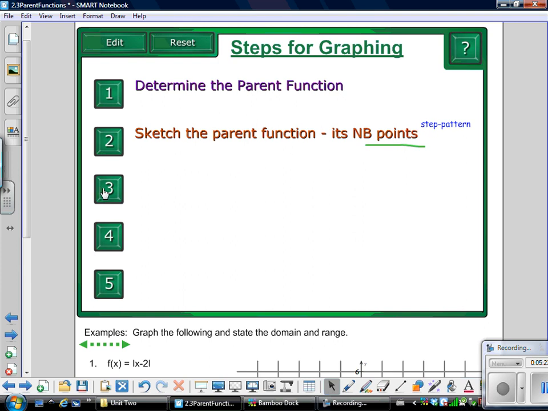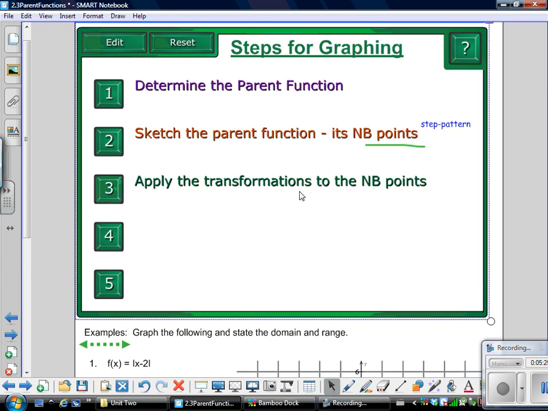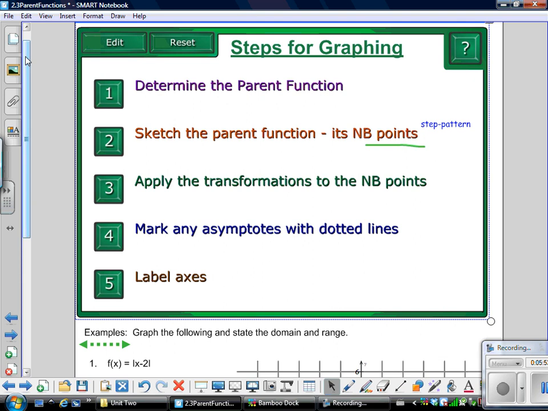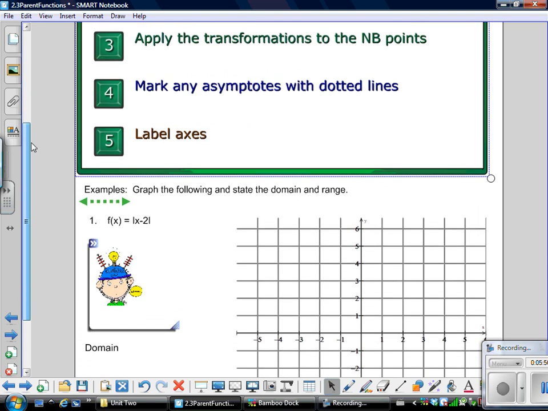Then what we do is apply the transformations to those important points, and it will also affect any asymptotes. If I'm moving stuff around, it's going to affect where the asymptotes are located, and remember I need to mark them with dotted lines. The asymptotes on these graphs have to be shown, otherwise you haven't graphed it correctly. And always make sure that you label your axes both with numbers and with x and y. So let's look at the first example.